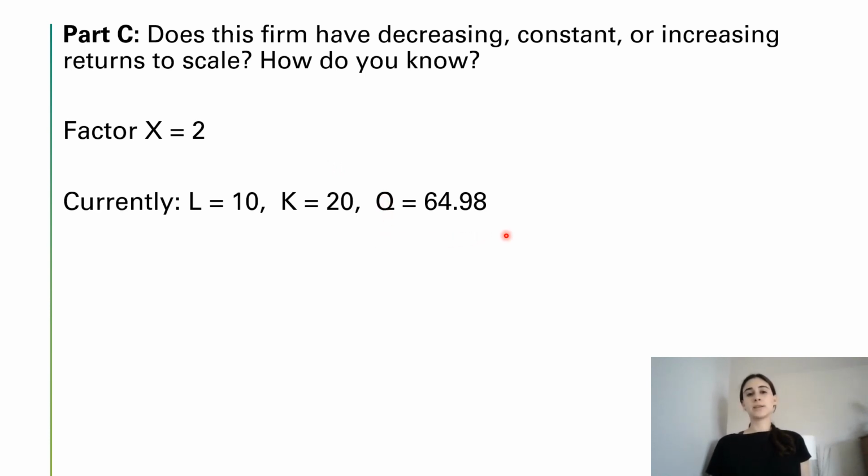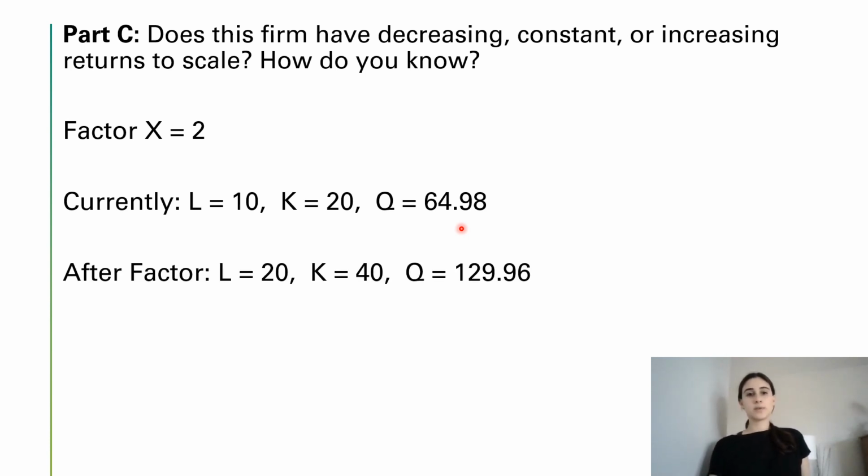If I end up with this amount of quantity times 2, I have constant returns. If the quantity more than doubles, I have increasing returns, and if the quantity less than doubles, I have decreasing returns. So let's apply the factor. Multiplying labor by 2, I get 20, capital by 2, I get 40, and I plug these back into the original quantity equation, and I get a quantity of 129.